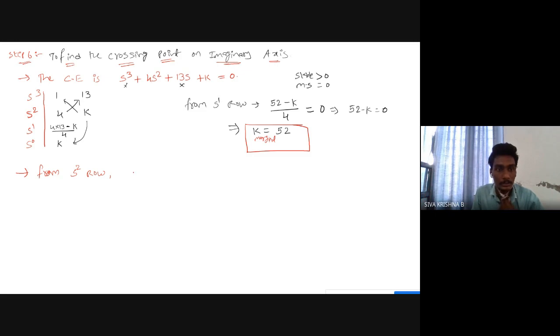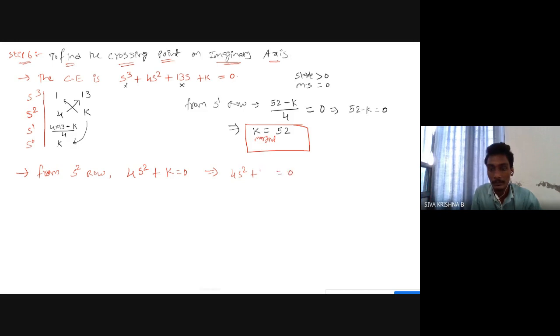What is the equation you have to take from s square row? 4s square plus k equal to 0. Very good. Thank you. 4s square plus k equals 0, and substitute this k value. That implies 4s square plus 52 equals 0.